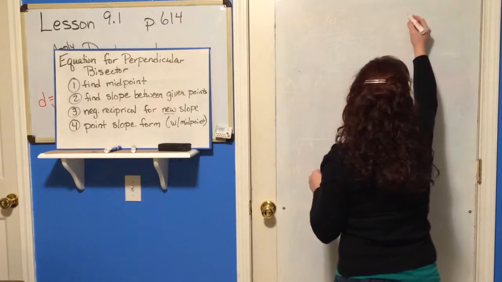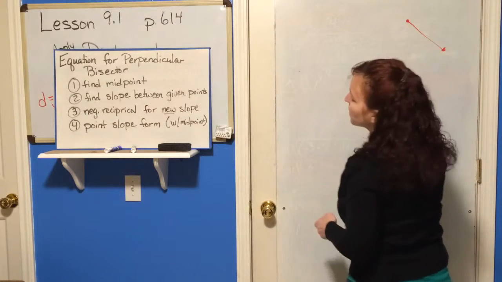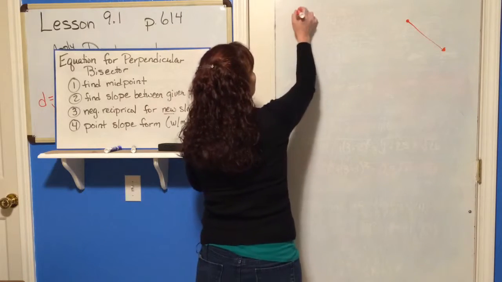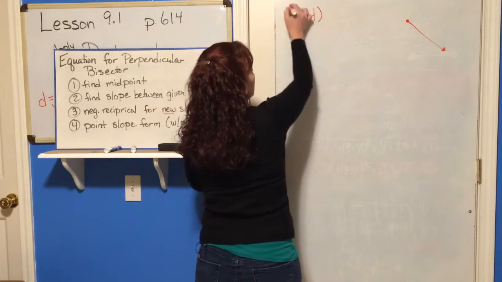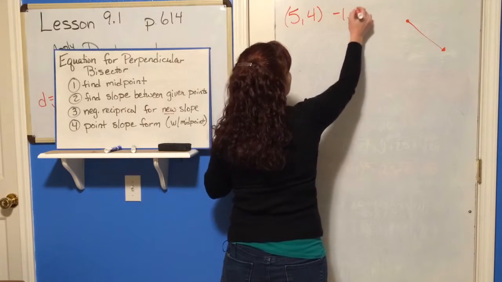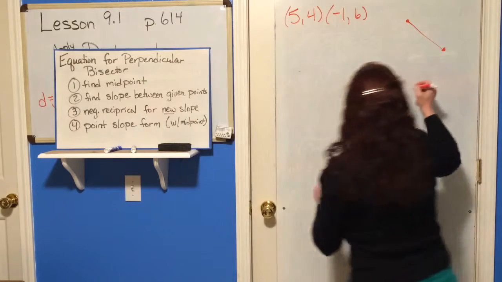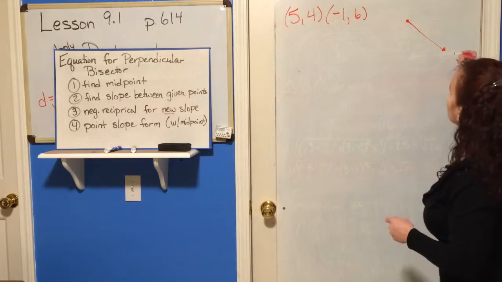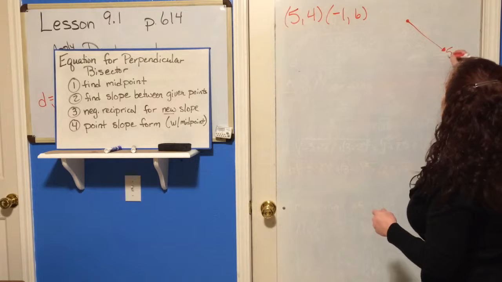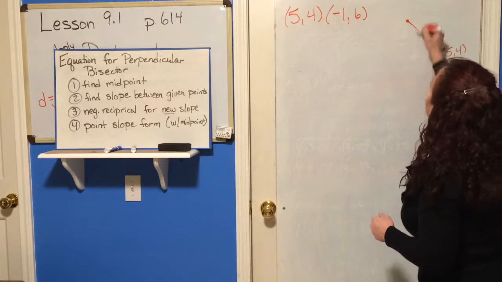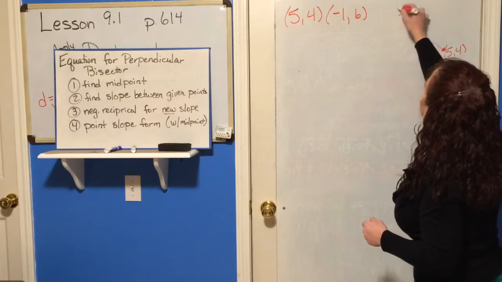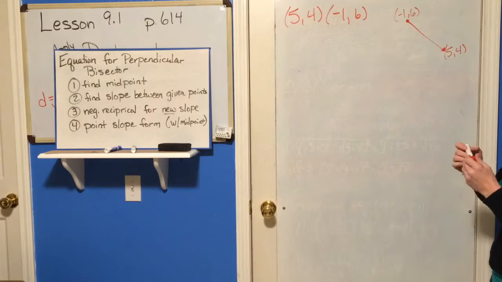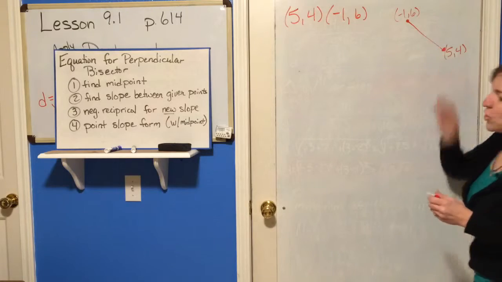So I've got a line segment from here to here, and I'm going to give you points. Let's do 5, 4, and negative 1, 6. They're not very indicative of where they are, but let's just say this is 5, 4, and this is negative 1, 6. Okay, 5, 4, and negative 1, 6 are my two endpoints.